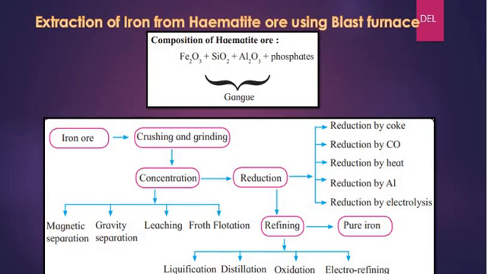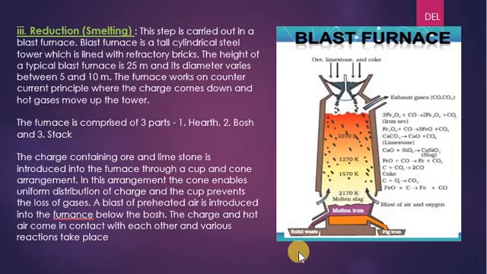In this step, the iron oxide will be taken into the furnace, which is called the blast furnace. Here it is, the blast furnace. A blast furnace is a tall cylindrical structure made up of steel, and the inner lining is of refractory bricks. The height of a typical blast furnace is 25 meters, and the diameter is between 5 and 10 meters. The furnace works on the counter-current principle, where the charge comes down and the hot gases move up through the charge, meaning the mixture of ore, limestone and coke.